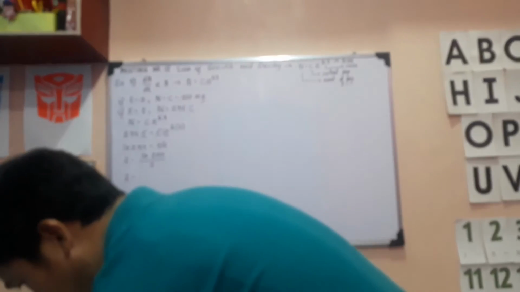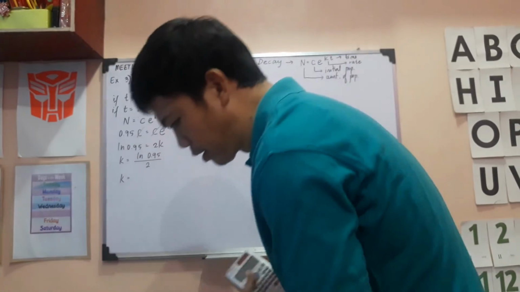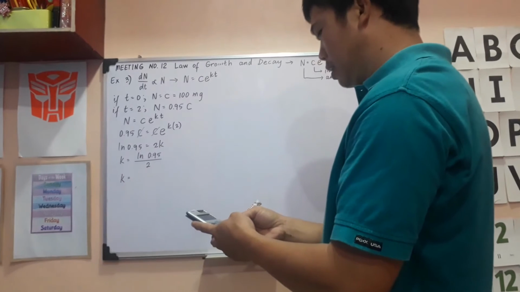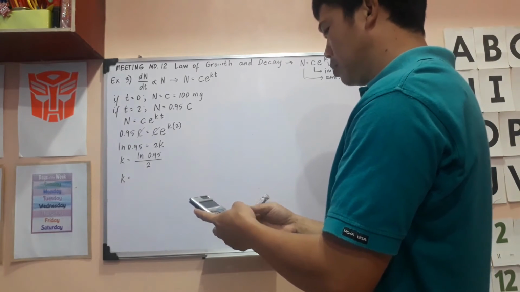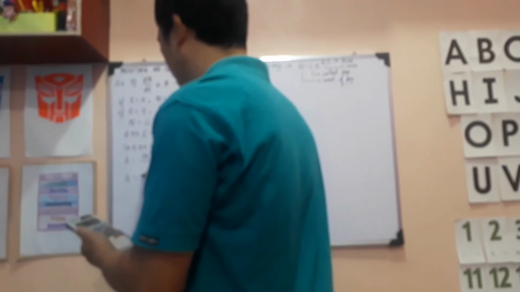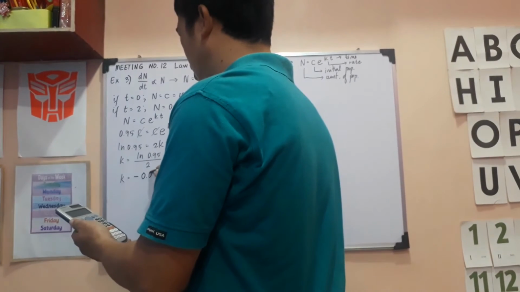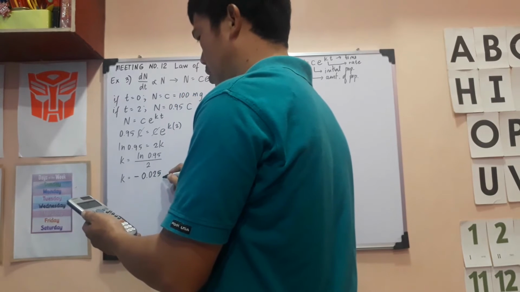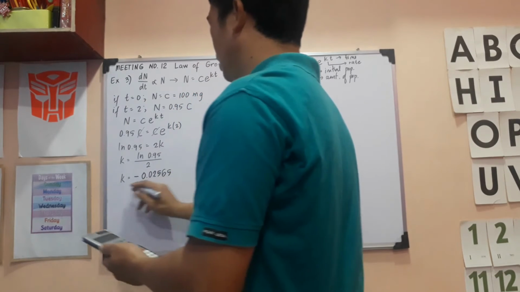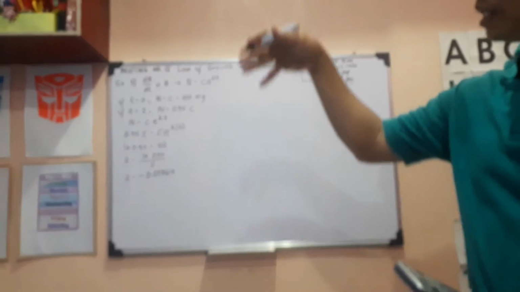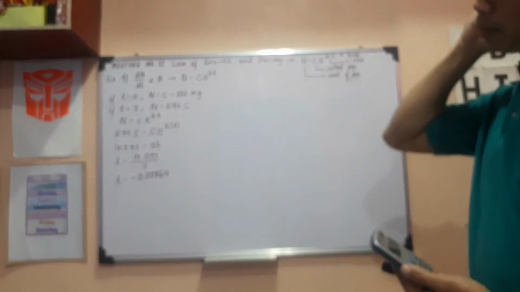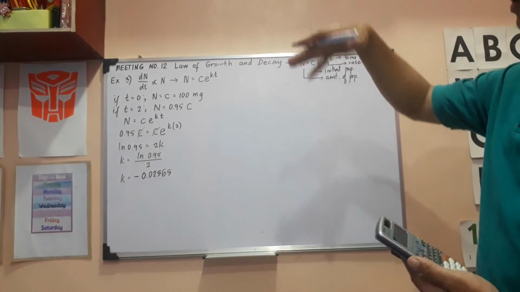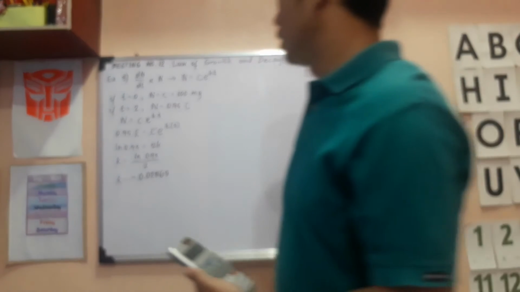So, k is equal to ln of 0.95 then divide by 2. Negative 0.02565. So guys, pag ang k ay negative, ibig sabihin nade-decay, nawawala. Pag ang k ay positive, so that is the rate, ibig sabihin tumataas, para sa population kanina.